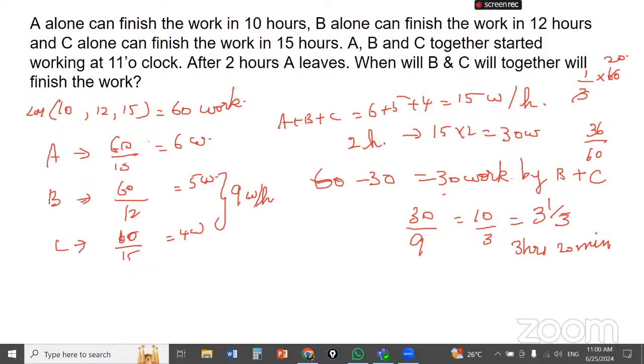But they have not asked all those things. If they have asked, this is the answer you have to give. Yes, Arjun, it is 16:20. Yeah.